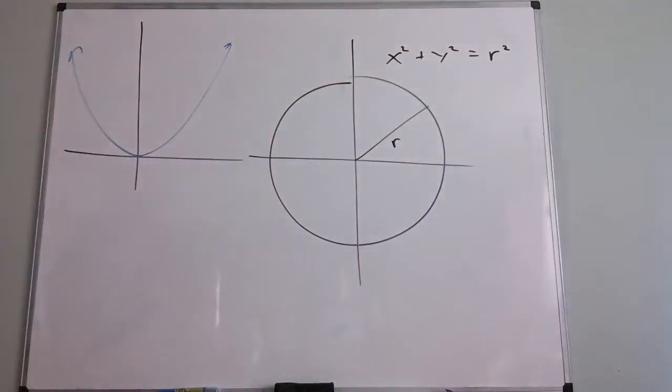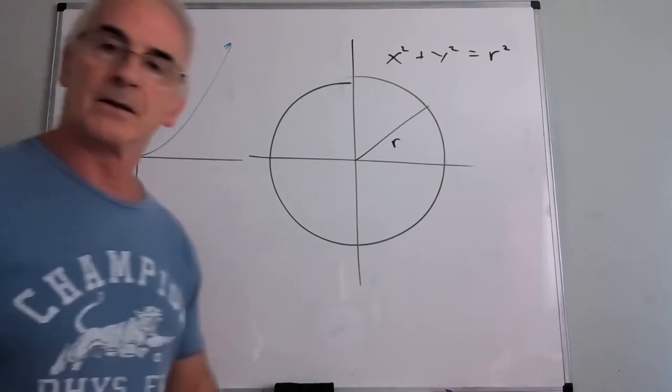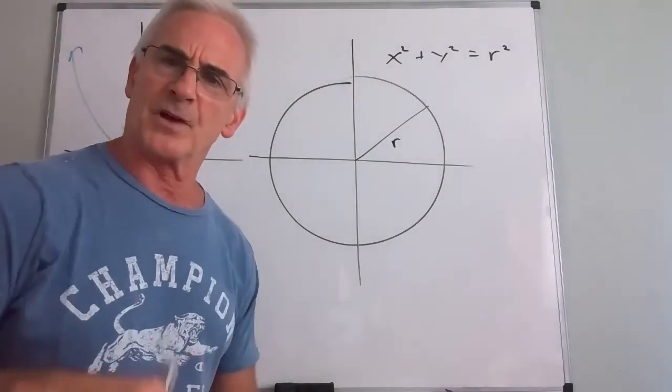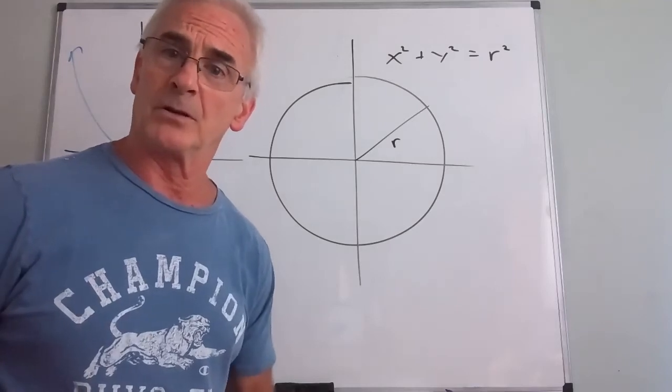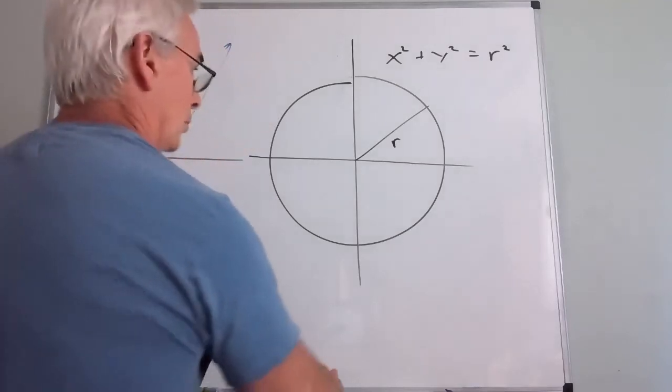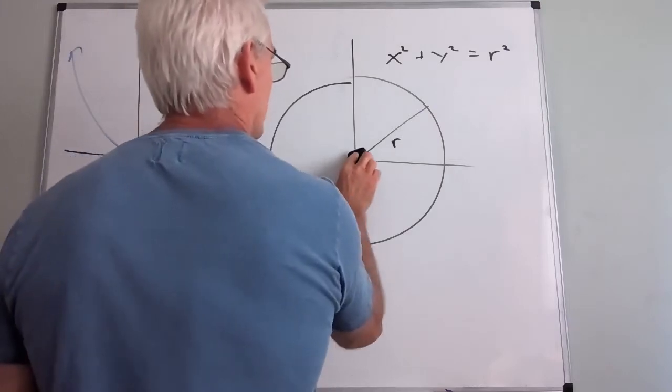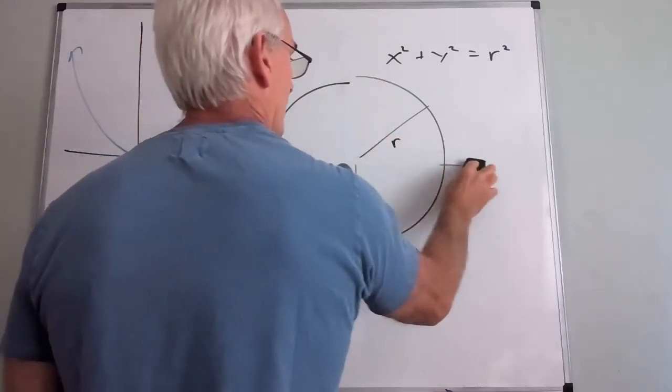Everybody agree with that? Everybody knows it, right? A circle of radius r centered at the origin looks like that. But the question is, what if my circle is not centered at the origin? What if it's centered somewhere else? Same circle, same radius.